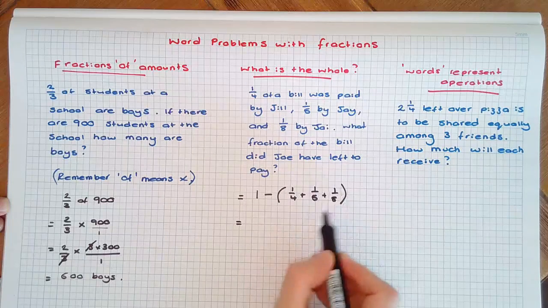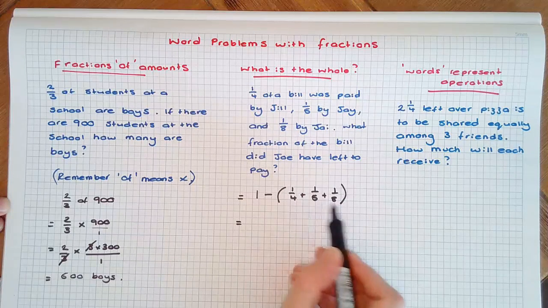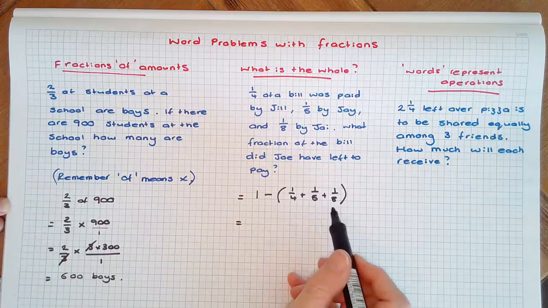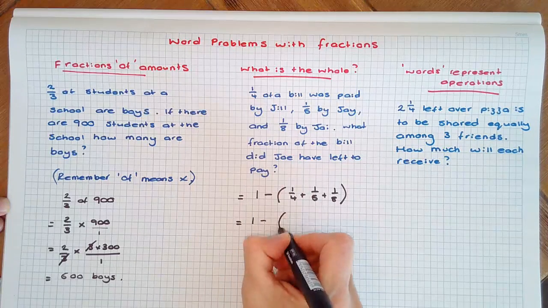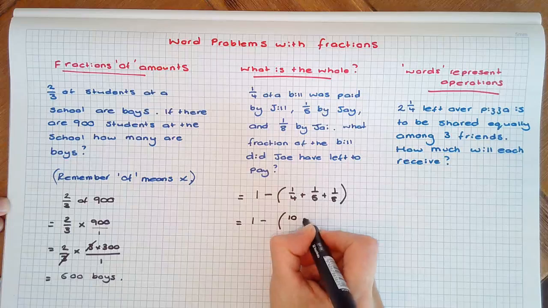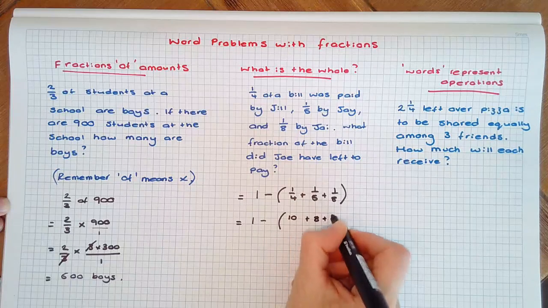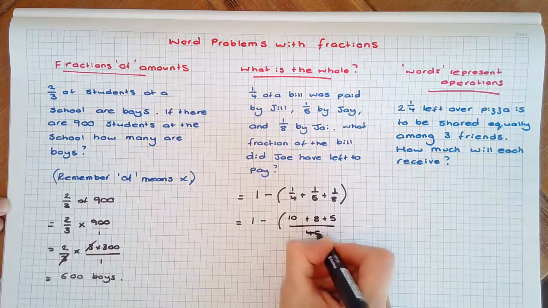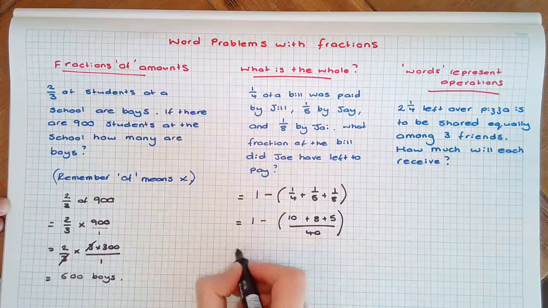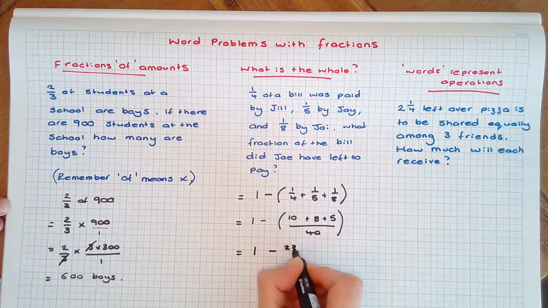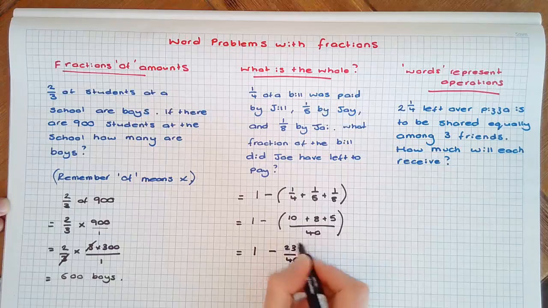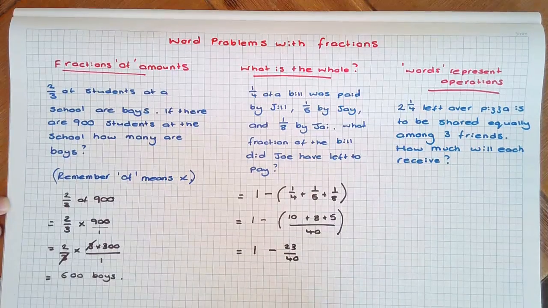We now have to add these fractions, so we need a common denominator. The lowest common denominator is 40. So we can rewrite it as 1 minus (10 over 40 plus 8 over 40 plus 5 over 40), all over 40. We now have 1 minus 23 over 40. I've got rid of the brackets here, but you can keep them.